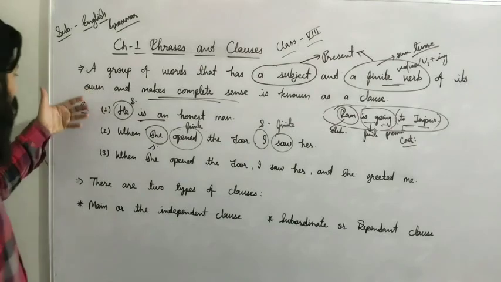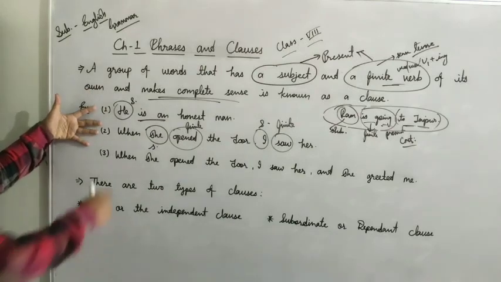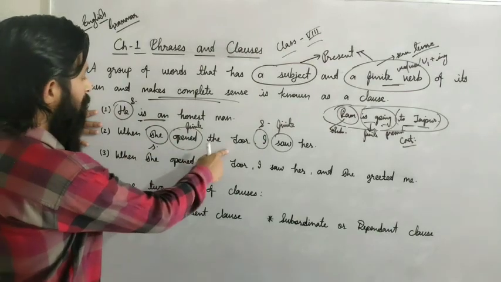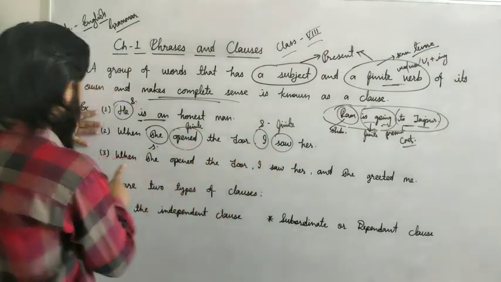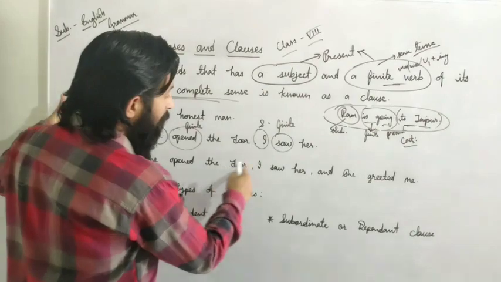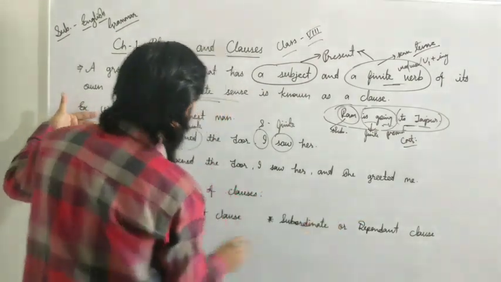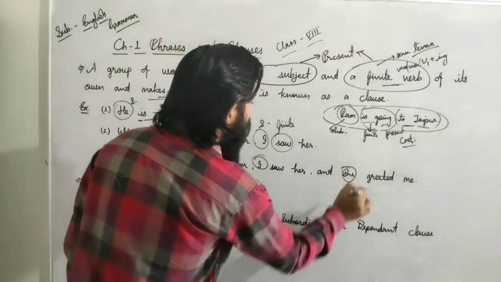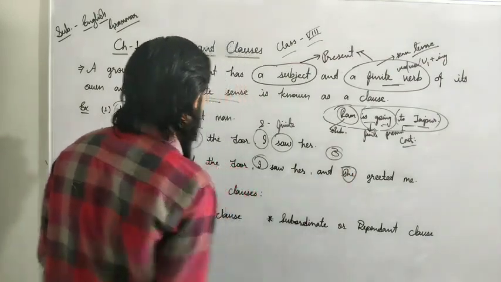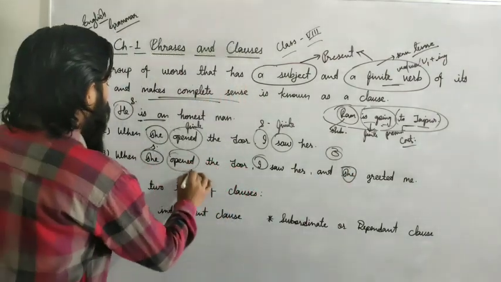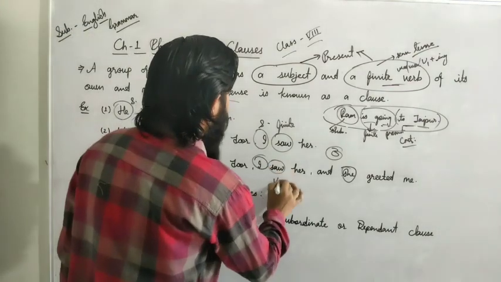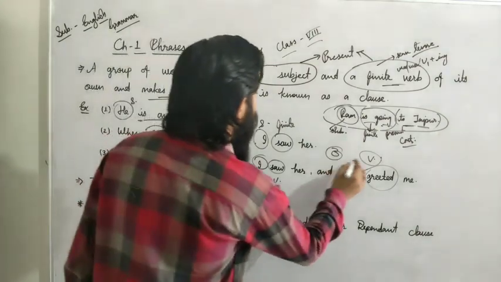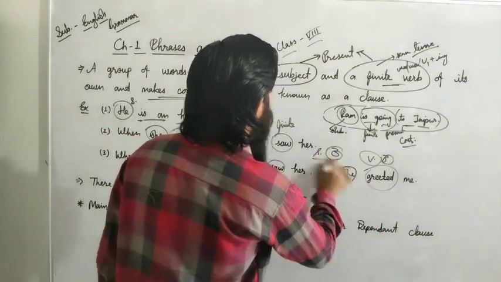So already we mentioned three sentences. He is an honest man. When she opened the door, I saw her. When she opened the door, I saw her and she greeted me. Subject, subject, subject: a total of three subjects are there. Finite verb, finite verb, finite verb. That means three subjects and three verbs.